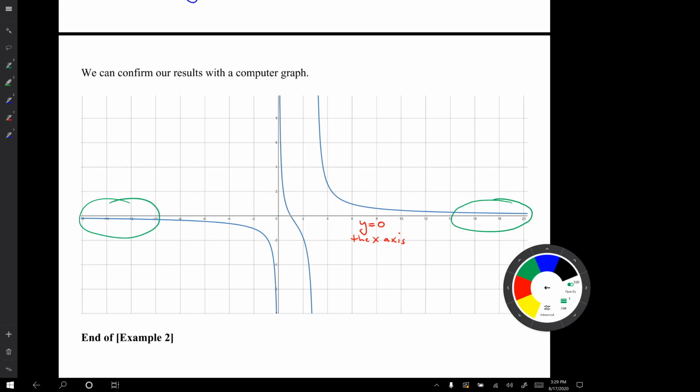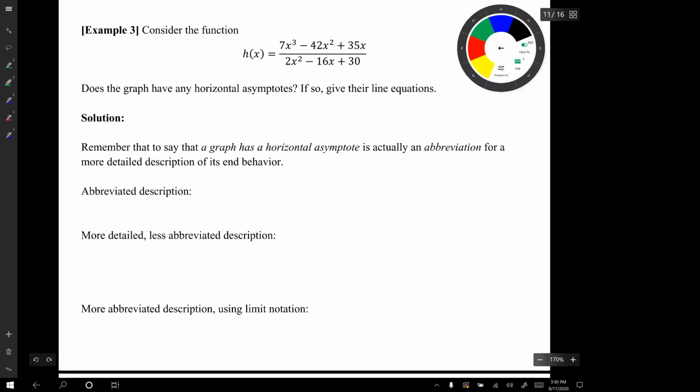That's the end of example 2. In example 3, we're supposed to consider this function, h of x equals this rational function. And the question is, does the graph have any horizontal asymptotes? And if so, give their line equations. So this is a different style of question. We're being asked about horizontal asymptotes.